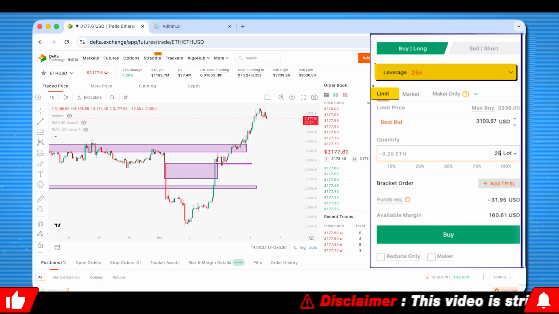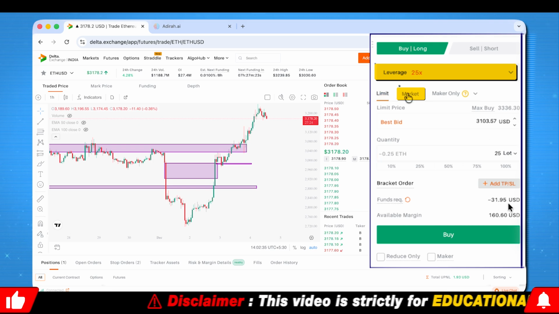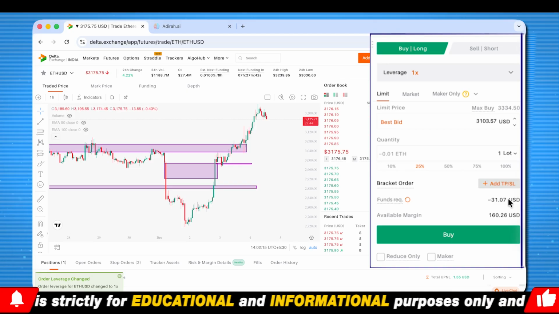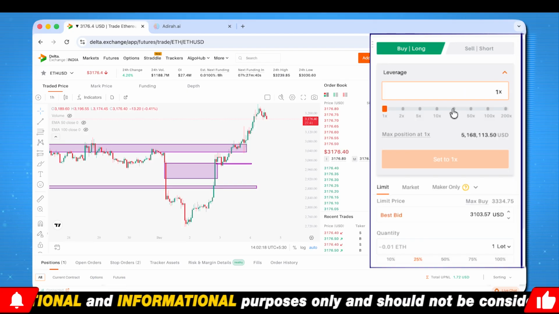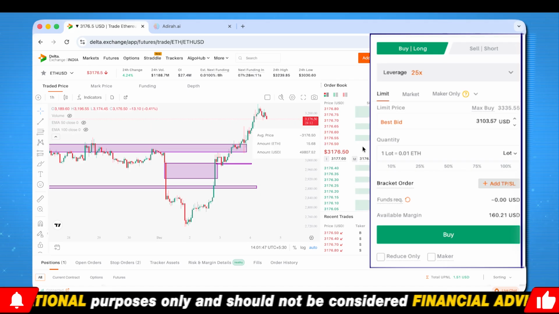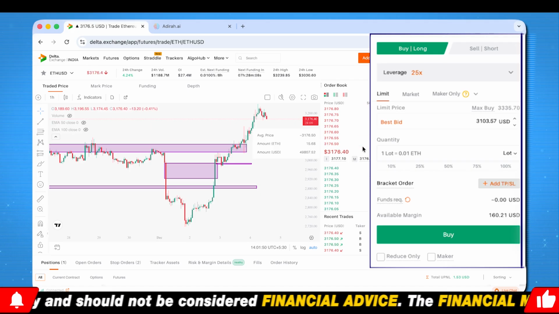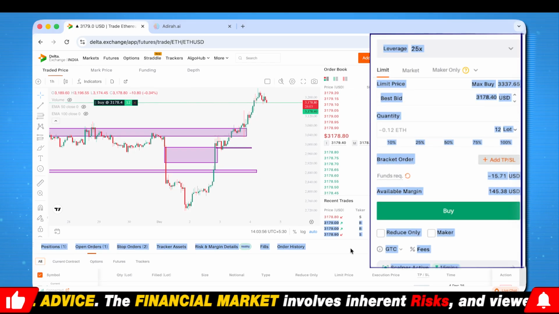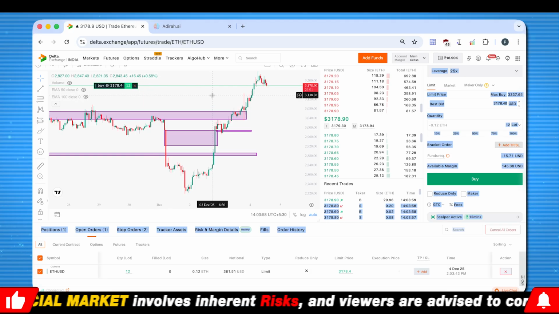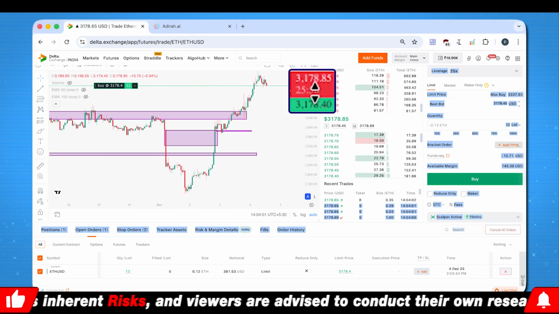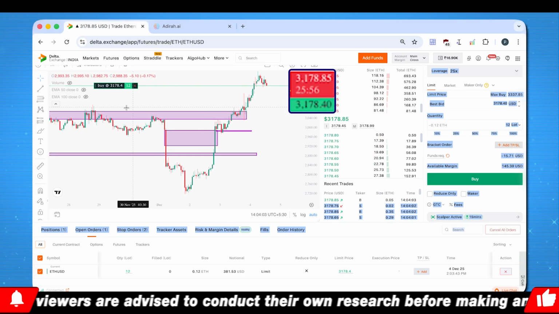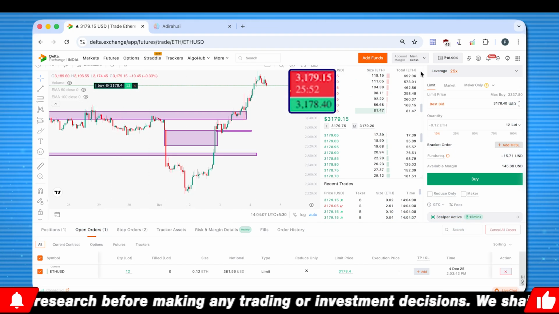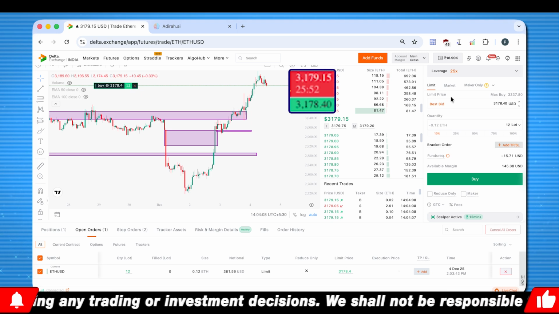I can either place a limit order or a market order. If I place a limit order, the trade will only execute when the price reaches the level I set. You can see this in the option order section. If I want the trade to execute immediately at the current market price, I can select a market order. Let's place the trade. Right now, the market price of Ethereum is 3178.7585. And I have placed my trade at 3178.4. If the market price comes down to my set price, the order will execute.